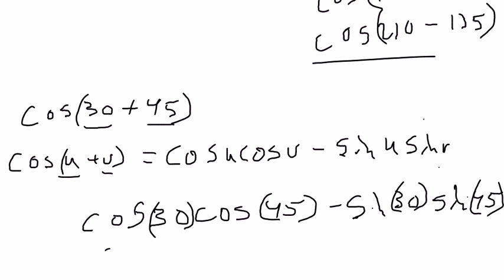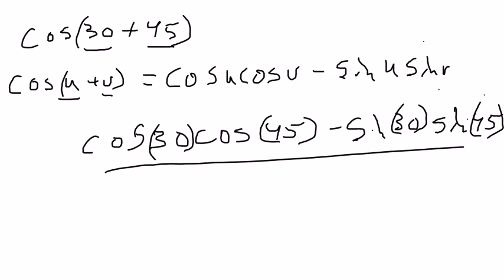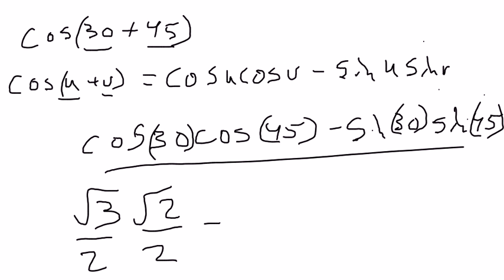And now I can look each of these up on my sheet. Cosine of 30 is the square root of 3 over 2. Cosine of 45, the square root of 2 over 2, minus sine of 30 is 1/2. Sine of 45 is the square root of 2 over 2.